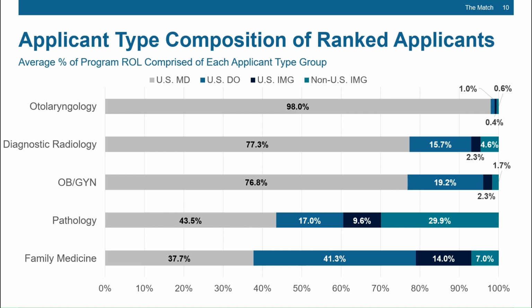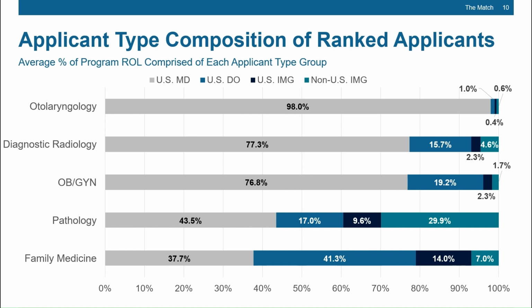USMDs also account for about 3/4 of program roles in diagnostic radiology and OBGYN. The applicant type making up the largest percentage of family medicine roles is USDOs, followed closely by USMDs. US and non-US IMG applicants make up very small percentages of ODO roles and small percentages of both diagnostic radiology and OBGYN roles. Meanwhile, these 2 applicant groups account for significant percentages of the applicants on pathology and family medicine roles.